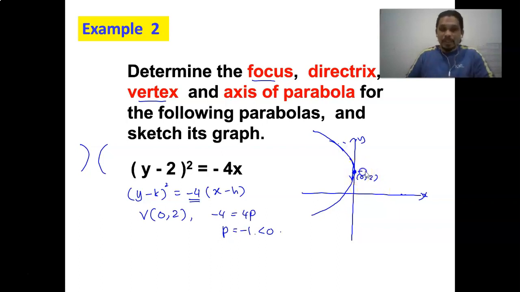And then this is the symmetrical line of the parabola. The axis of the parabola is y equal to 2, and p equal to negative 1 shows that the parabola is facing open to the left. For the value of 1 here, from 0 we move 1 unit to the left, which is negative 1. So this is the coordinate of the focus, which is (negative 1, 2), and 1 unit to the right.